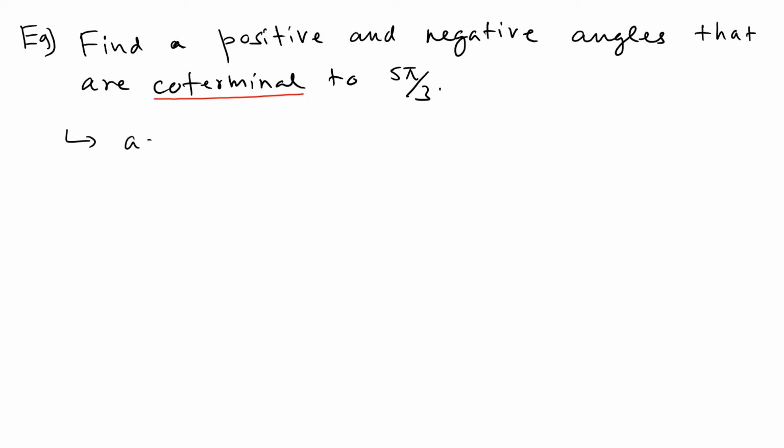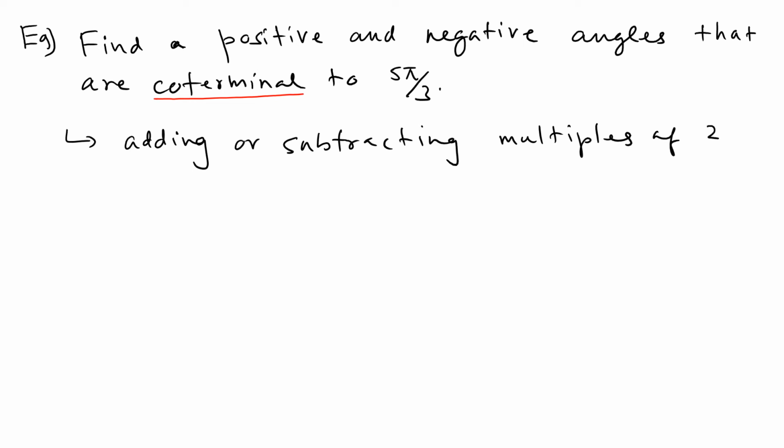So that's the theory. Adding or subtracting multiples of 2 pi. 2 pi means full circle. Multiples of 2 pi give coterminal angles. So let's look at a positive one.